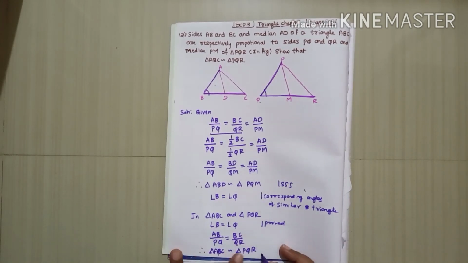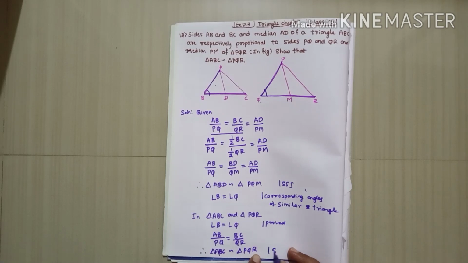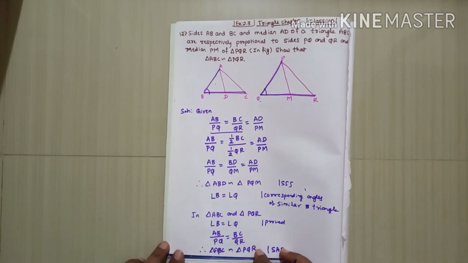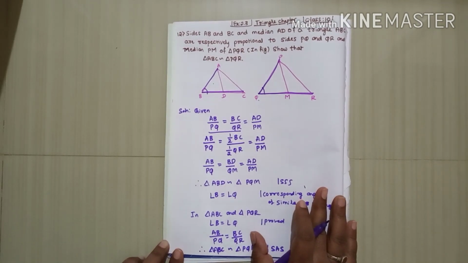By SAS means two sides are proportional and one angle is equal. This is the question we proved here.